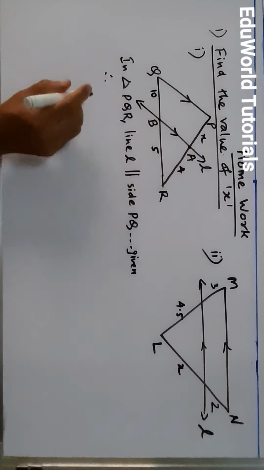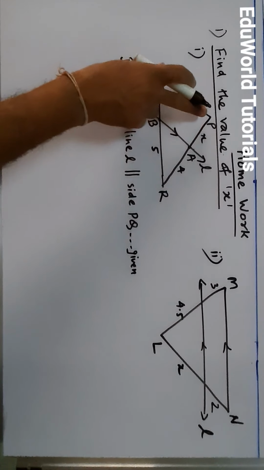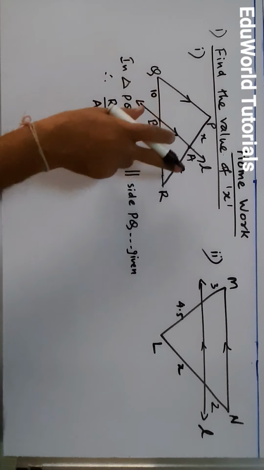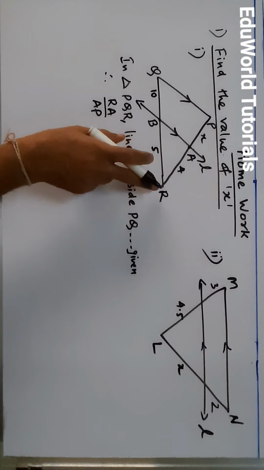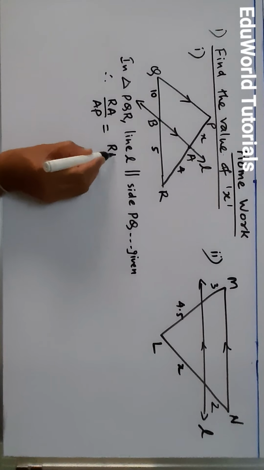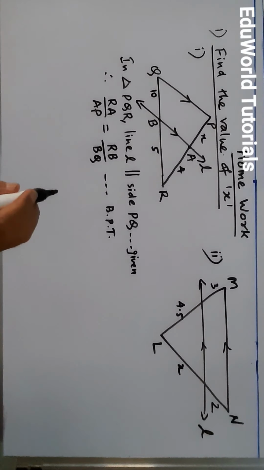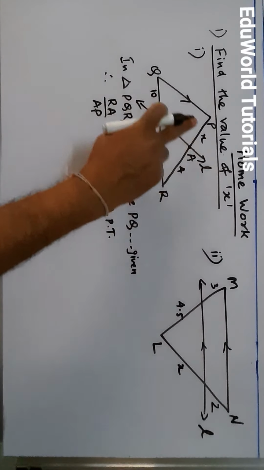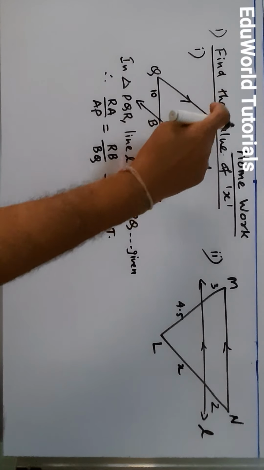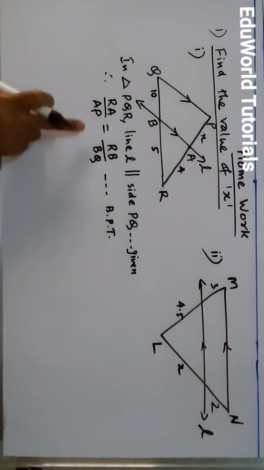RA upon AP. You can also start the naming of the segments from PA upon AR. Now I have started from RA upon AP is equal to RB upon BQ. Why? Because of the basic proportionality theorem. Recall the basic proportionality theorem: a line drawn parallel to one side of a triangle intersecting the other 2 sides in distinct points divides the other sides in the equal ratio. So we are using the BPT.